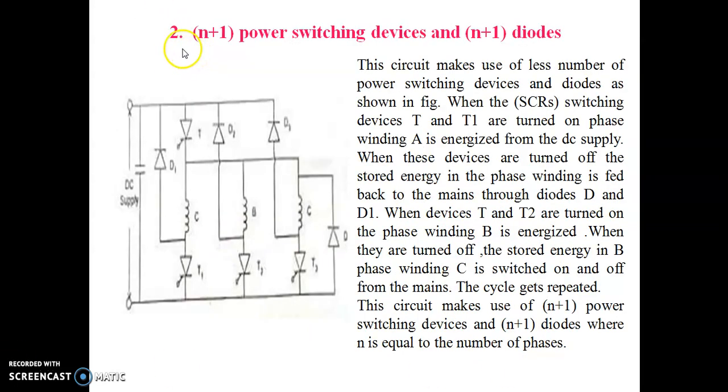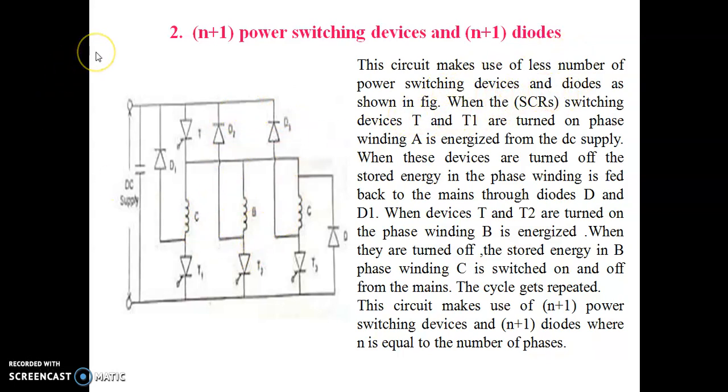Now let us look into the second type. In this type we are going to use N+1 power semiconductor switching devices and N+1 diodes. Now this is the circuit diagram of N+1 power semiconductor switching devices and N+1 diodes. This circuit uses less number of power switching devices and diodes as shown in the figure.